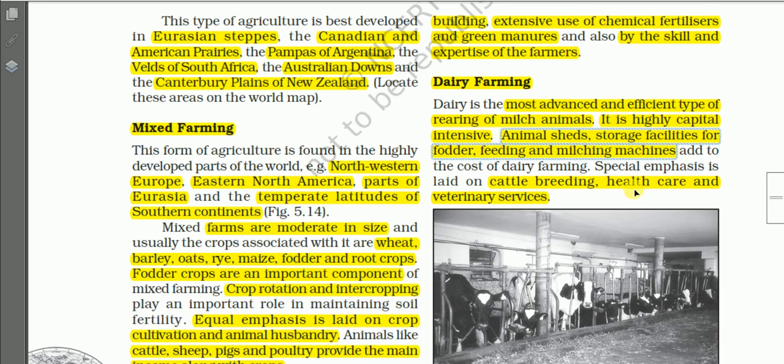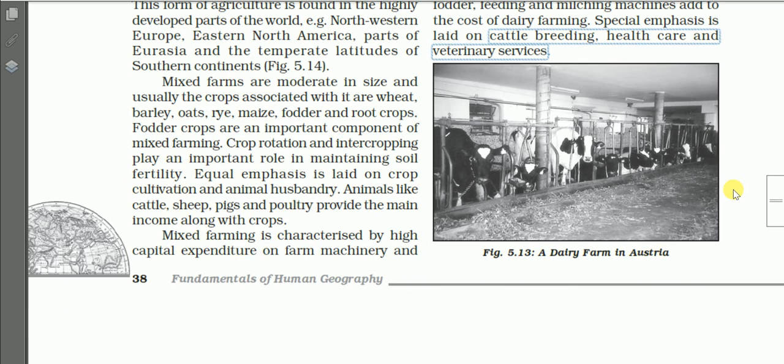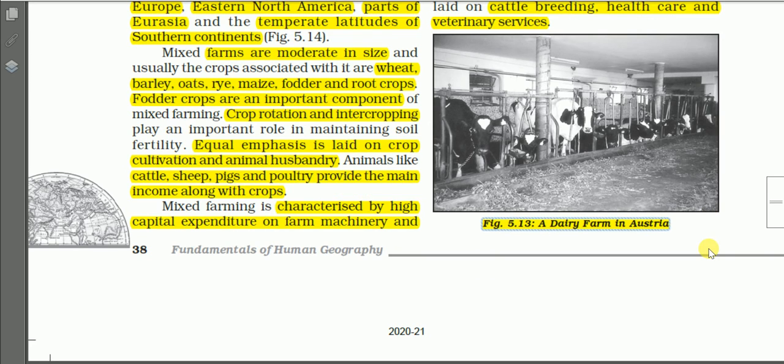Then special emphasis is laid on cattle breeding, health care, and veterinary services. So this is another important characteristic feature. Special emphasis is laid on breeding of cattle, new varieties, health care of the animals, and veterinary services also. Figure number 5.13 shows a dairy farm in Austria, a European country.